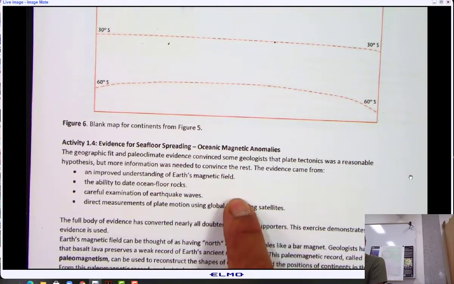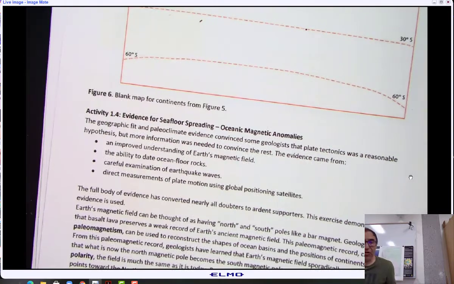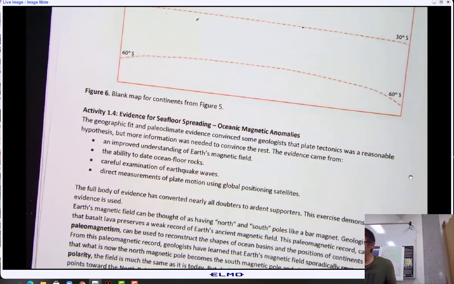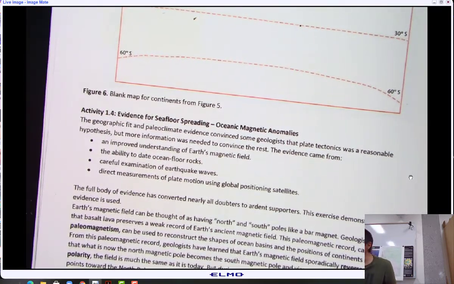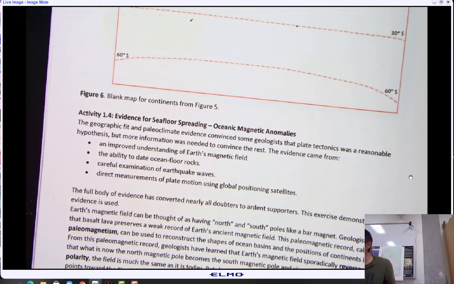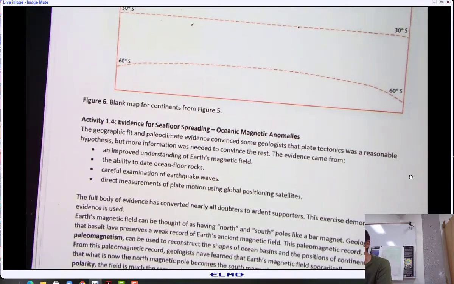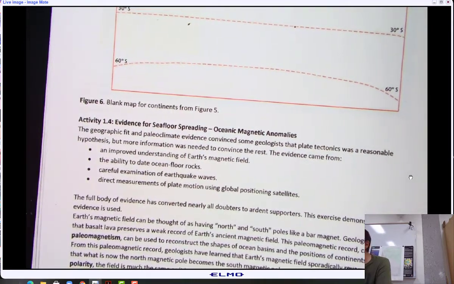This next one is on paleomagnetism. So, this was kind of the final piece of evidence that really brought pretty much all geologists into accepting plate tectonics as a scientific theory, because it explains so much of what we see. You can test the predictions, and sure enough, this is what we found out.